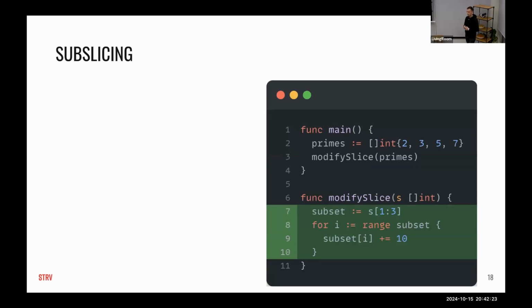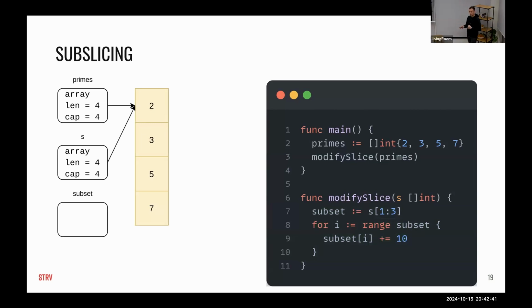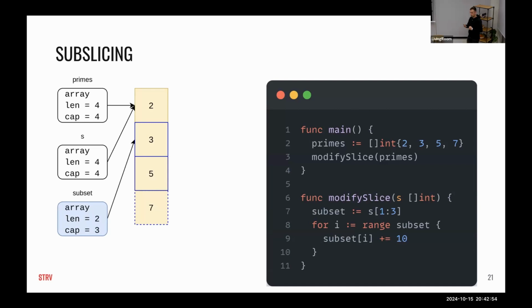Another common way to create a slice is by slicing an existing slice or array. So in our case, we take the primes and we want to get a subslice of them. To do this, we will create a new variable called subset, and we will specify that we want all the elements starting at index number 1 all the way to x minus 1, which is in our case 2. The upper part of the interval is excluded, and we get the remaining capacity of the existing slice. So in our case it's 3.